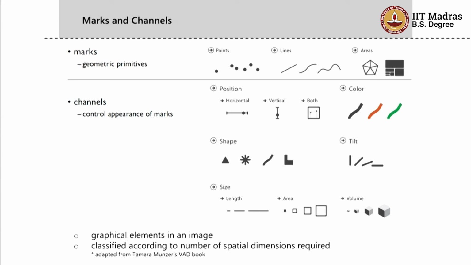So I've used channels here, right? So where does this come from? We use something called marks. These are geometric primitives like a dot or a line or a shape. These are primitives. Channels are the appearance of these marks, right? So for example, position, vertical, both, color, shape, tilt, length, area, volume.